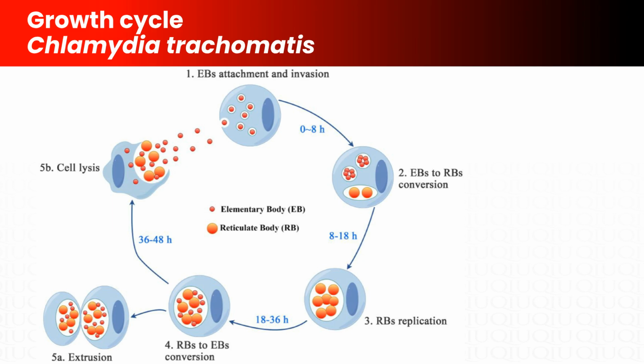The newly formed elementary bodies accumulate within the inclusion. Eventually, typically 48 to 72 hours after initial infection, the host cell ruptures or the elementary bodies are released through exocytosis. These released elementary bodies can then infect new cells, continuing the cycle. This entire cycle, from elementary body attachment to release of new elementary bodies, takes about 2 to 3 days.